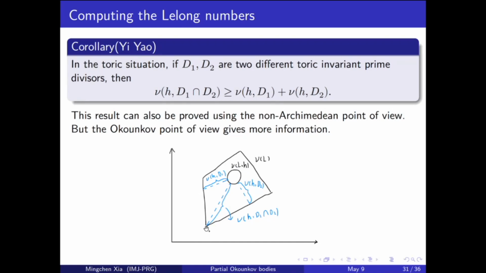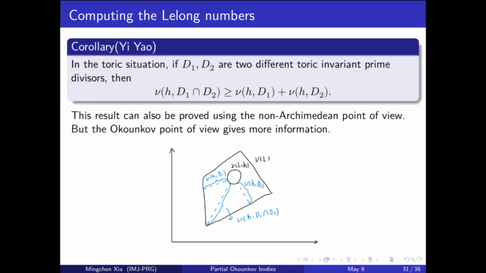That is the corner point. The distance between the corner point to the partial Okounkov body, the length of this dotted line, is the left-hand side. So eventually, it's very simple to show that the distance between this point to the convex body has to be bigger than the distance between these two guys. The sum of these two lengths is a very simple convex geometry.